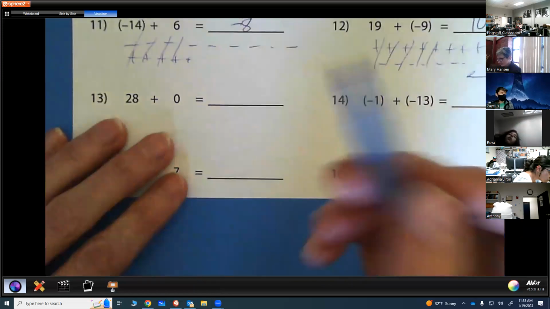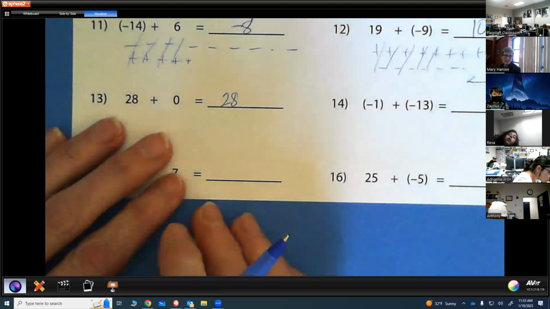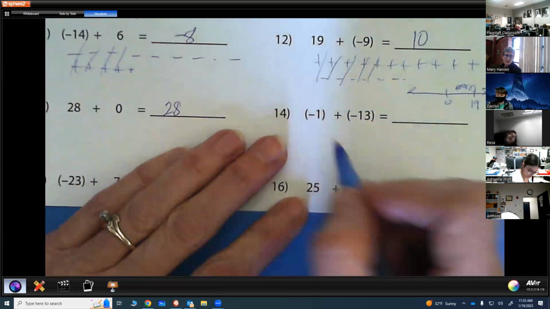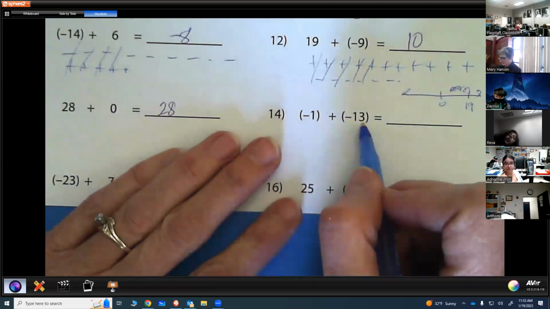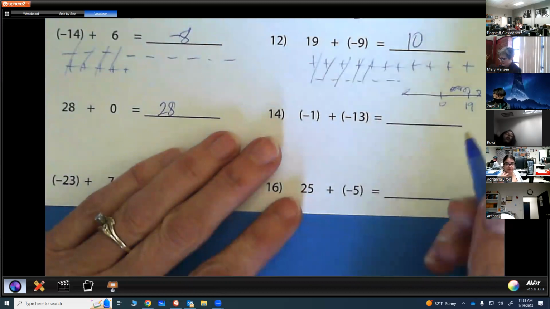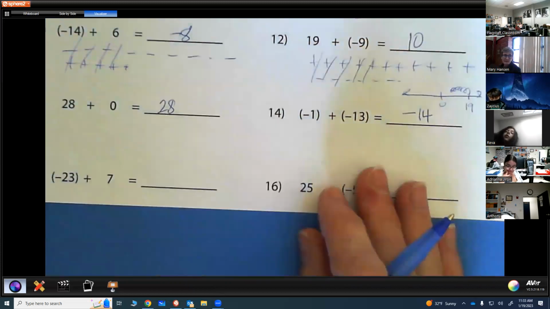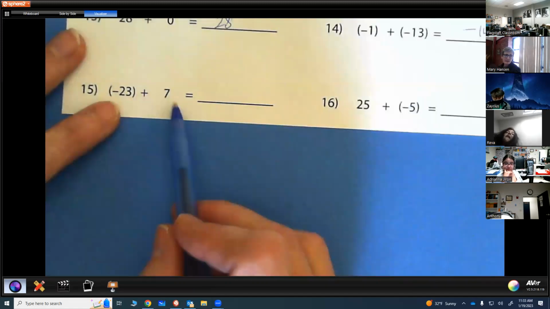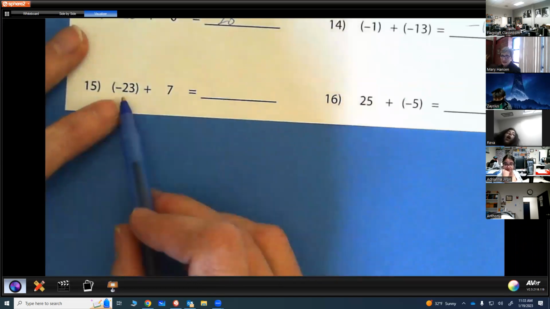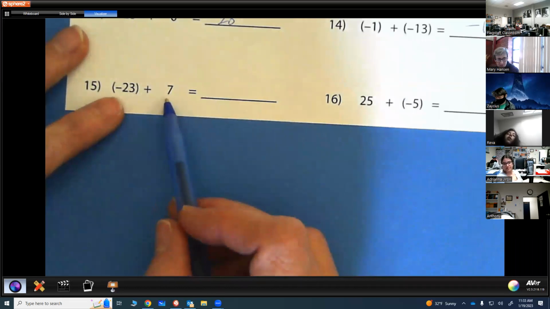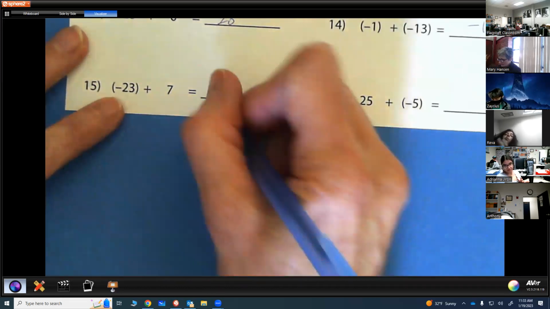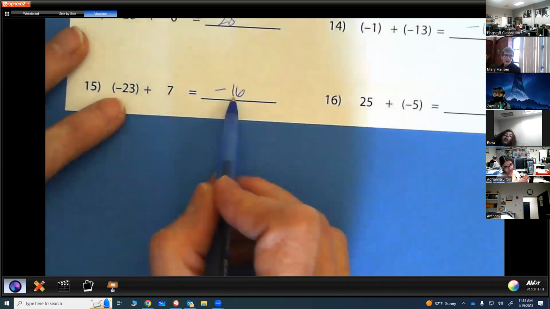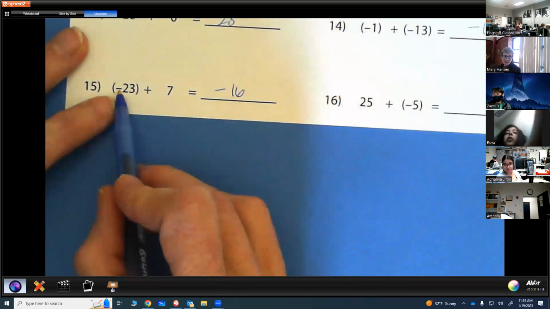All right, hopefully number 13, 28 plus 0 is 28. Number 14, I have negatives and more negatives. So my answer is -14. Very nice. And number 15, I have negatives and then I have positives. I heard a little bit, but I didn't quite hear what you said. -16. -16, very nice. Signs are different. I subtract 23 minus 7 to get 16. I carry the sign of the larger, which is negative.